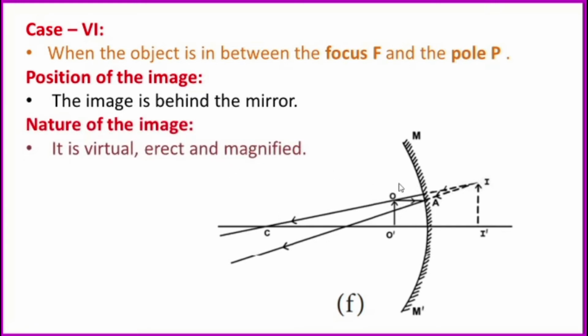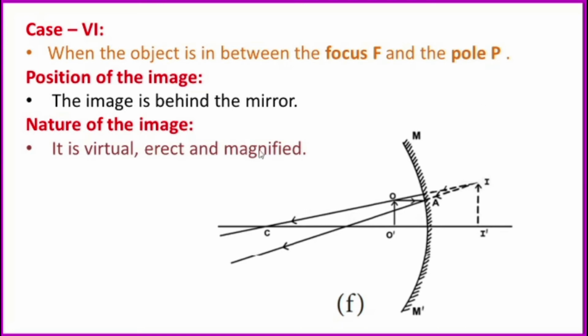In this case only we get the virtual image. It's not a real image. We cannot capture it on the screen. It's erect and magnified. So what is the meaning of erect? It's a straight image. Okay, yeah. Then magnified, you see, compare the size. Object size compared with the image size means the image size is magnified, enlarged.